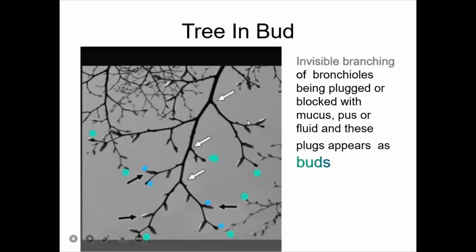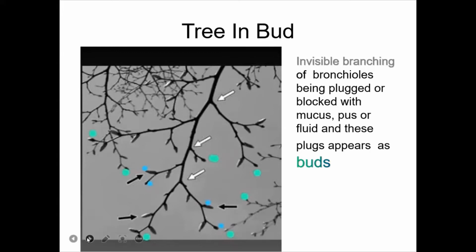So remember, this is another pattern, tree in bud appearance. Usually bronchioles are invisible, and when there is some kind of infection, especially tuberculosis, these are plugged with mucus and pus fluid, and these plugs look like buds. This picture is taken from a tree, just for demonstrating the tree in bud appearance. Here you can see the buds.